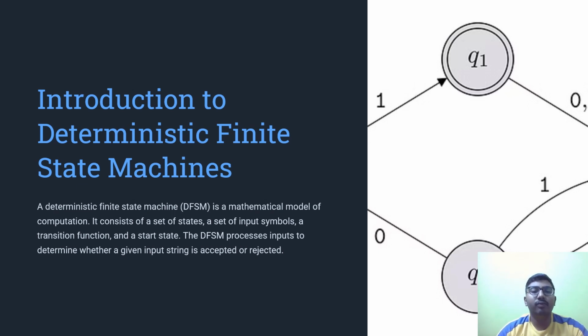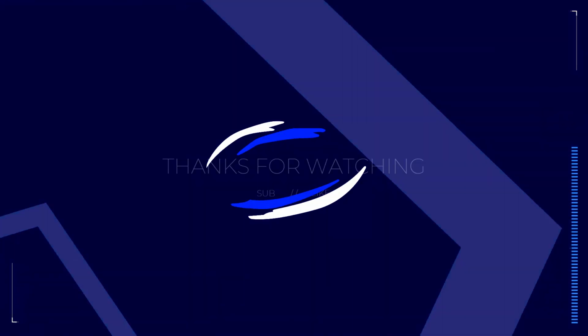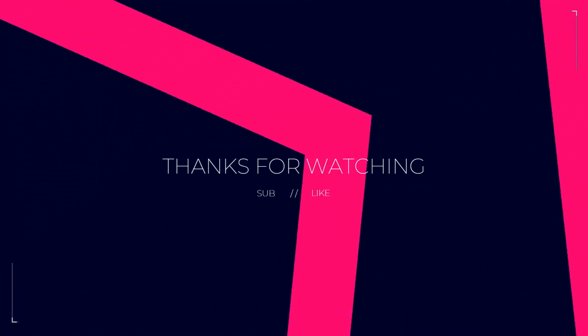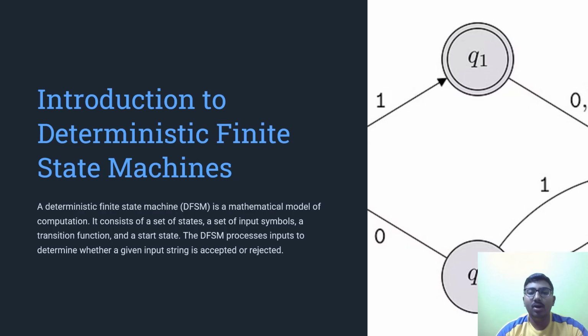In this video, we are gonna learn about the deterministic finite state machine, that is the DFSM. Introduction to deterministic finite state machine. Deterministic finite state machine is a mathematical model of a computation. It consists of a set of states, a set of input symbols, a transition function, and the start state. The DFSM processes the input to determine whether the given string is accepted or rejected.